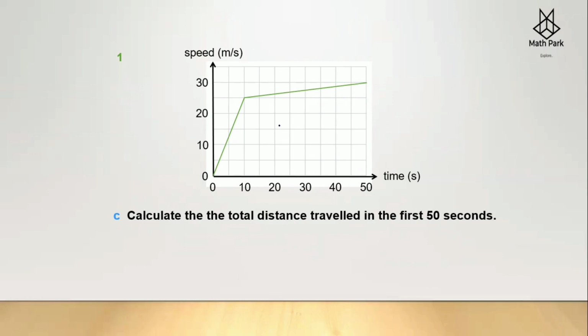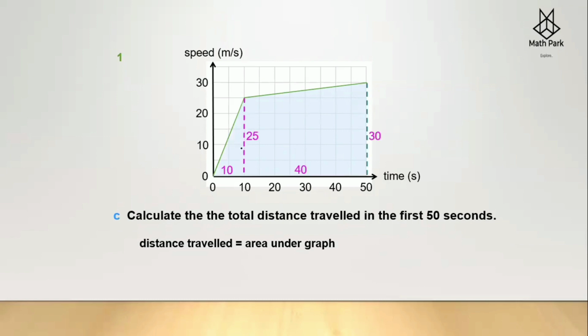So the distance traveled is nothing but the area under the graph. So this is the area, the shaded one. So we divide this into parts so that we know the formula. So we can have one triangle here and one trapezium here. So the area of a triangle is half base into height, and area of a trapezium is half h. The height is this 40, from 10 to 50, which is 40. And the sum of the parallel sides, which is 25 and 30.